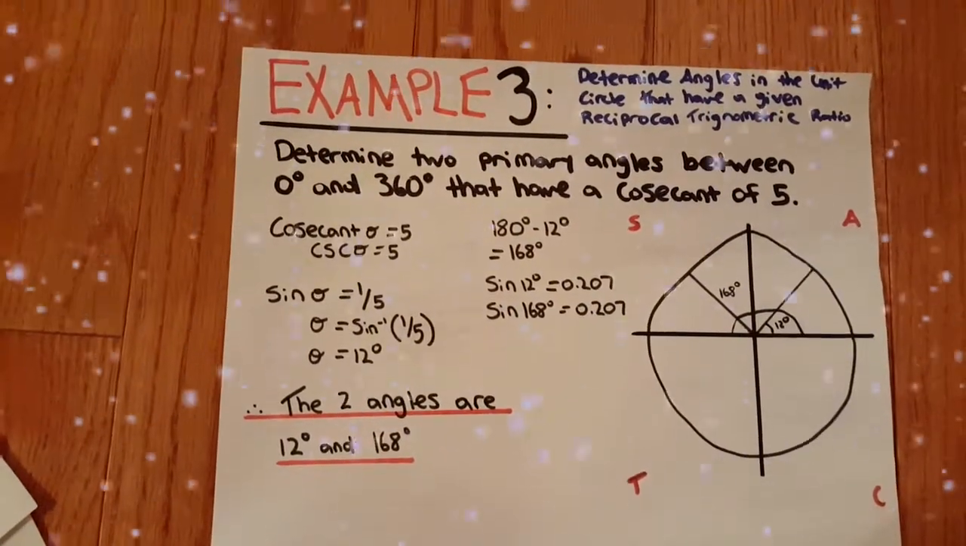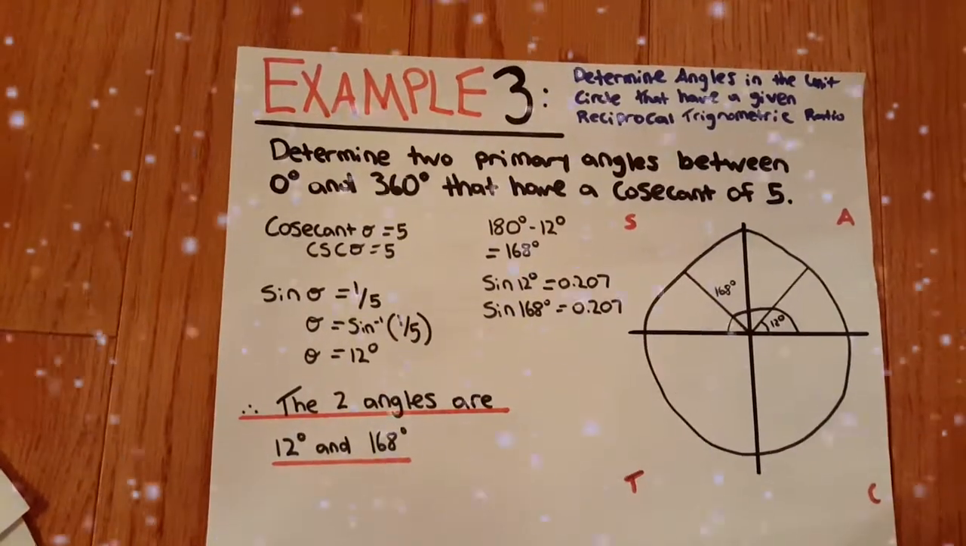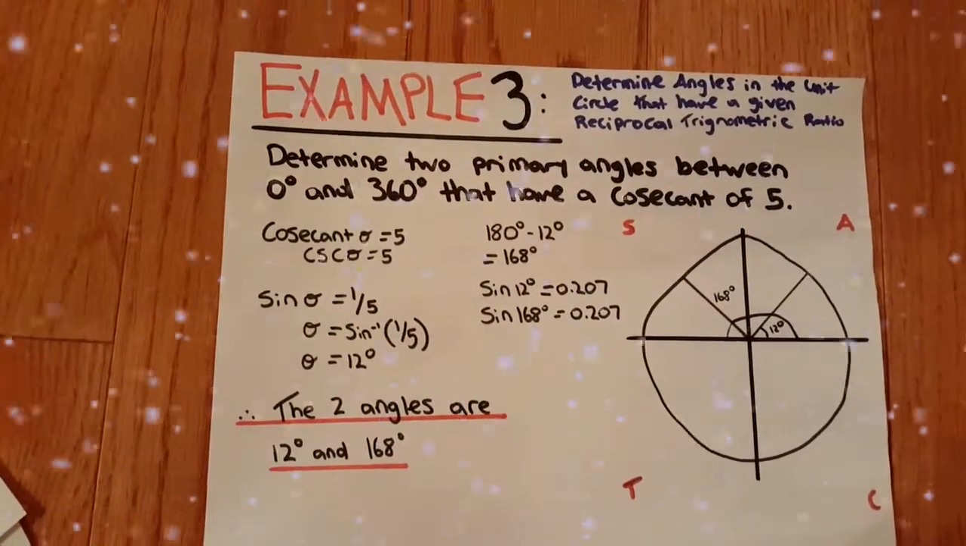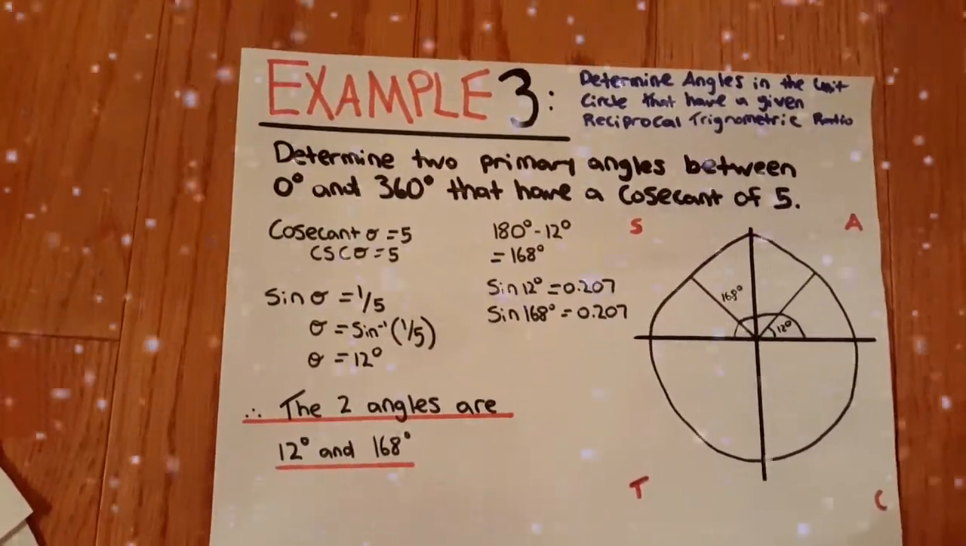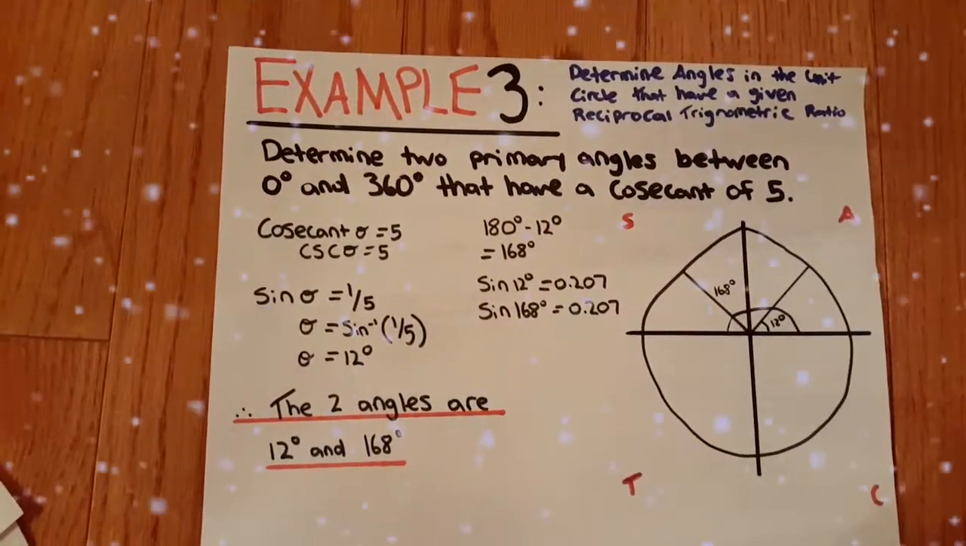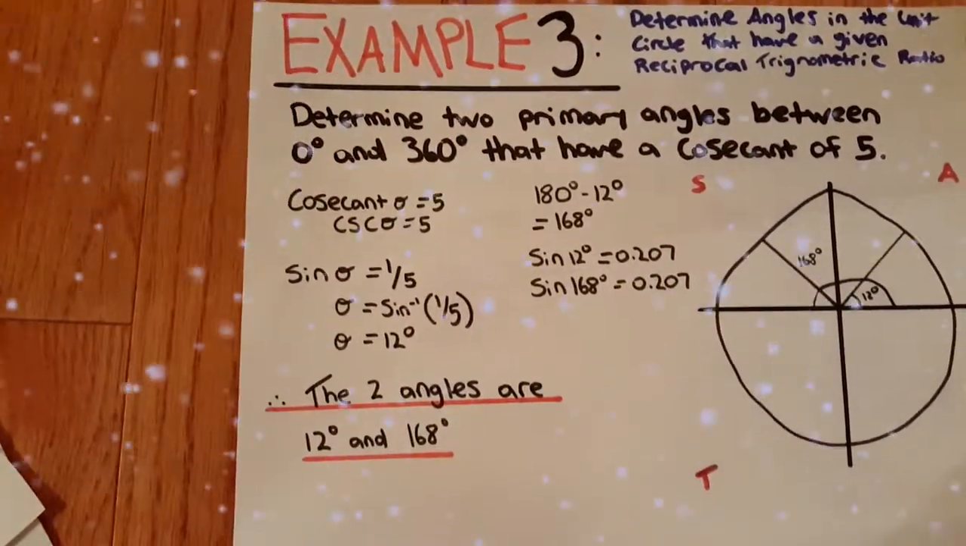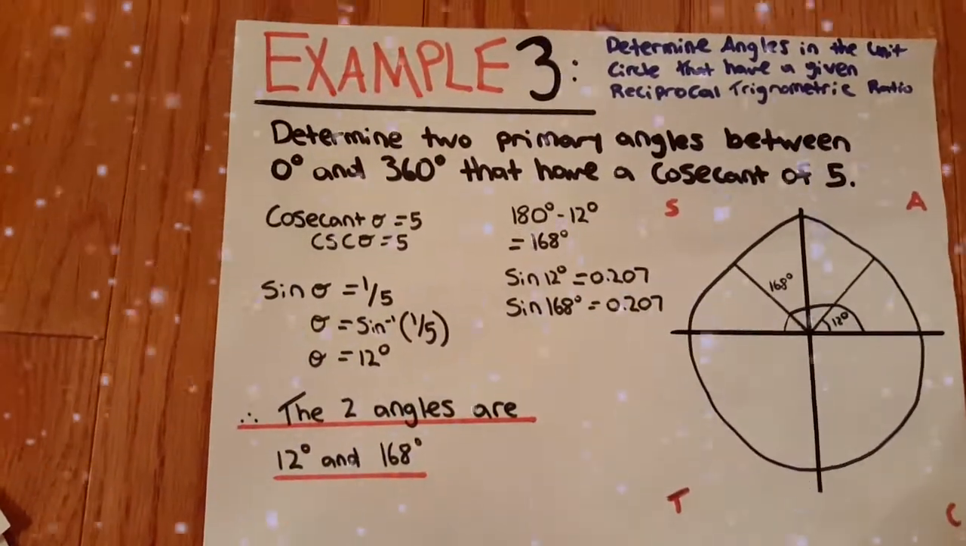which is equal to 168 degrees. And remember, in order to double check your work, sine 12 is equal to 0.207, and you put sine 168 on your calculator, and that's also equal to 0.207. So therefore, you have the correct answer, and the two angles are 12 degrees and 168 degrees.